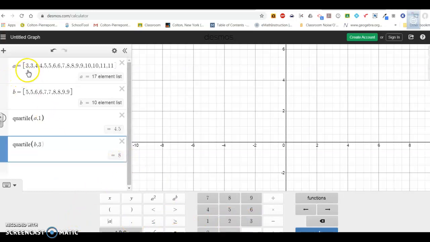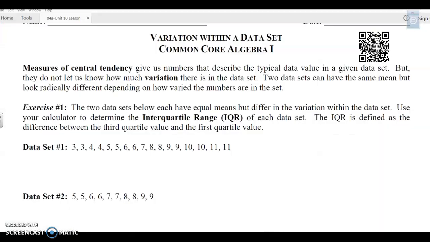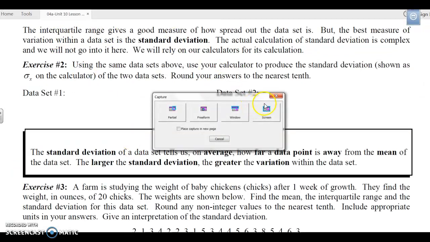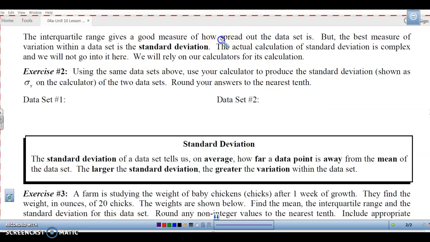So all you have to do is enter each of your terms in brackets with a letter, and then do the quartiles for each one of those. The interquartile range gives a good measure of how spread out the data is. So you can see 50% of the data falls within 5 points, 50% of the data falls within 2 points. But the best measure of variation with the data set is called the standard deviation.